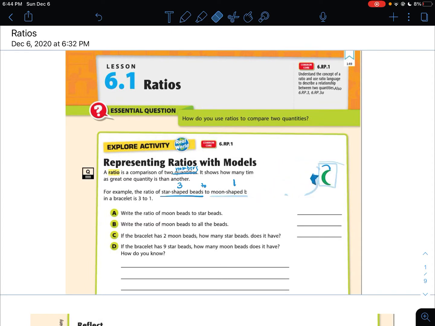So to get you started thinking about ratios, I want you to complete A, B, C, and D on this page for your warm-up, okay? You are going to pause the video, and then when you come back, I will go over it. So pause and work on those 4 problems for me.